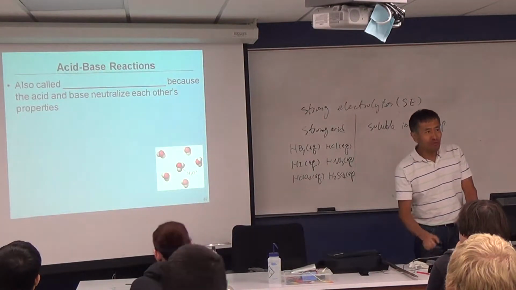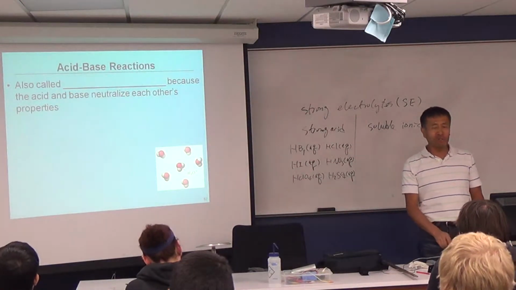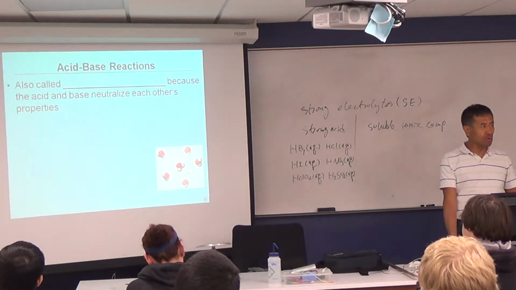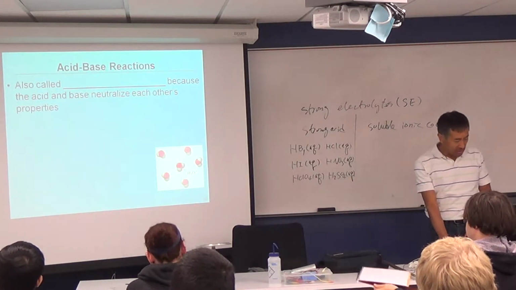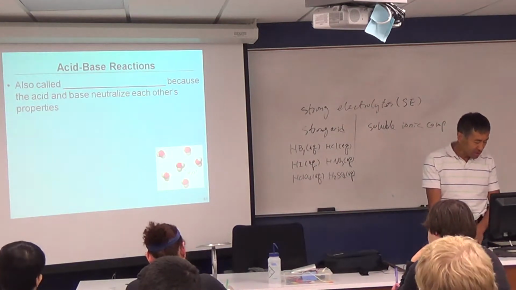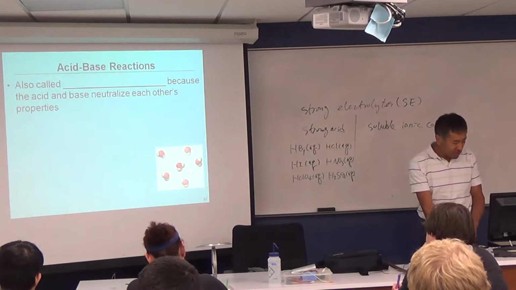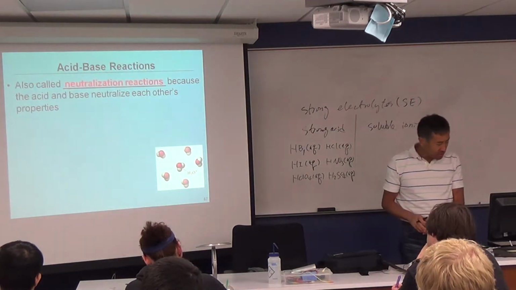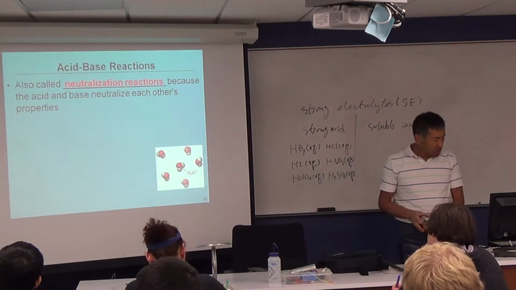Alright, so that is the first type of reaction, we call them precipitation reactions. Pretty much you take those two aqueous ionic compounds and mix them, and if you see the precipitation, you have a chemical reaction. Another type of chemical reaction is called acid-base reactions, also called neutralization reactions.